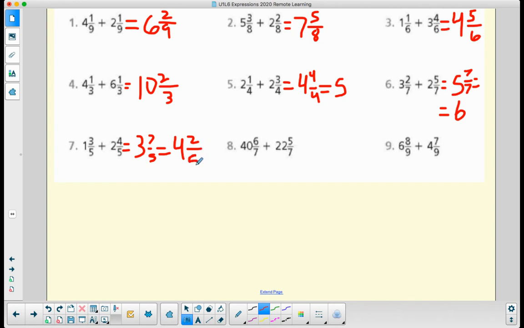Now, since this is the first one in a while I've had to do that, let me show you why that worked. 3 7/5 is equal to 3 plus 5/5 plus 2/5. 5/5 is equal to 1. So it's the same as going 3 plus 1 plus 2/5.